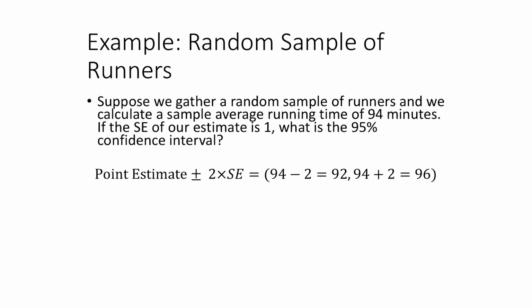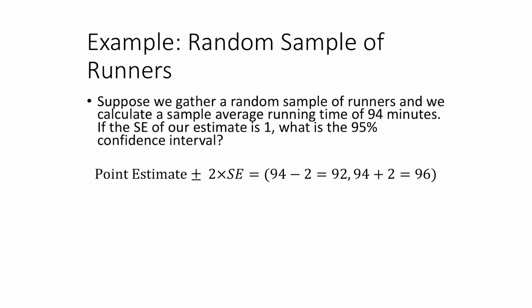So let's look at an example. Let's look at a random sample of runners. Suppose we find that a random sample of runners has a sample average running time of 94 minutes. Right? If the standard error, sigma divided by the square root of n, of our estimate is 1, what is the 95% confidence interval? Well, the 95% confidence interval is just going to be a point estimate plus or minus 2 times the standard error. Here we're given the value of the standard error, sigma divided by square root of n, and that value is 1. Right?